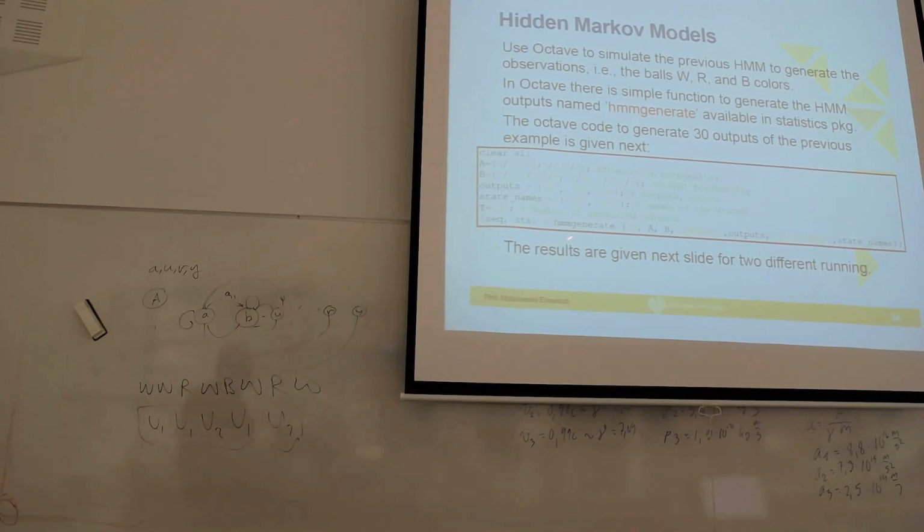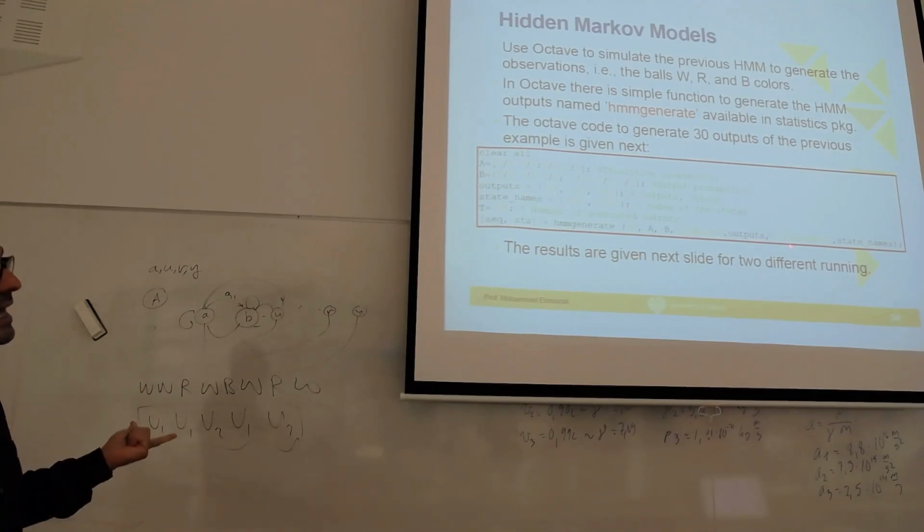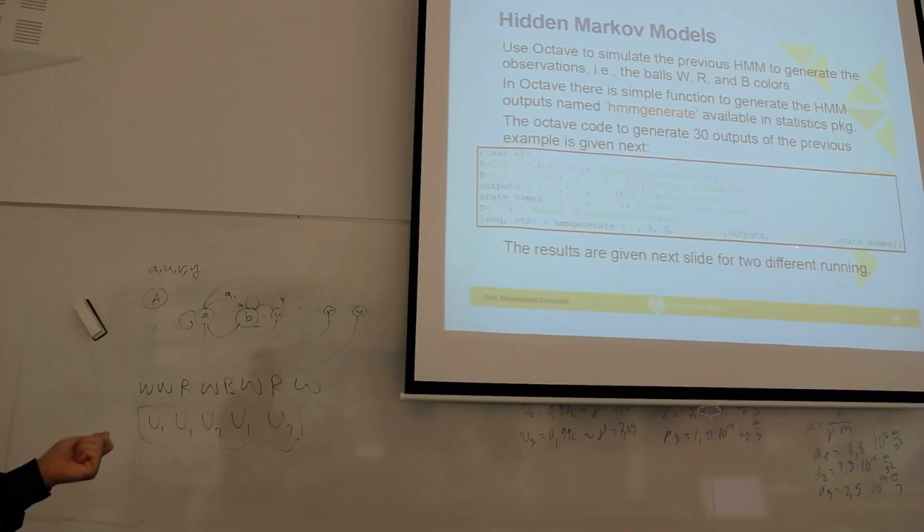So it is HMM generate. The first element you put is the number of generated sequence. 30 means that it is 30 outputs. Then you put matrix A, matrix P, and then you put the symbols. The symbols are the output symbols, which means white, red, and blue. And then the state names, as given here, U1 and U2.